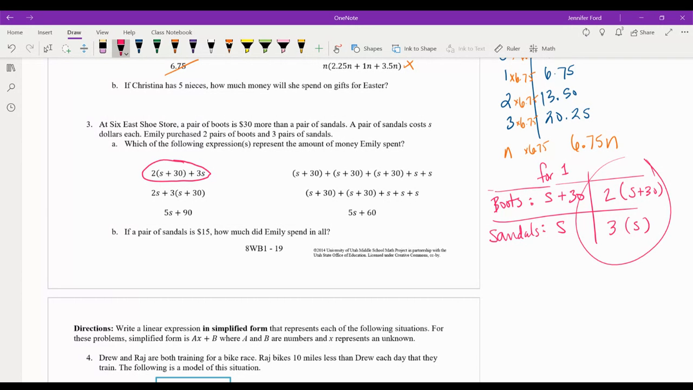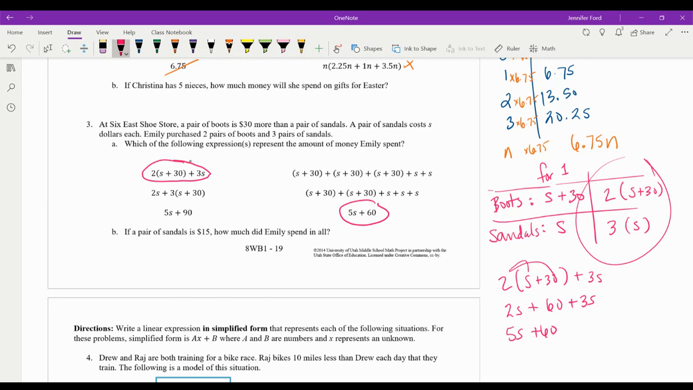Let's see, there's a couple other ways to think about this. I could, if I wanted to, let's maybe simplify this down. 2 times parentheses S plus 30 plus 3S. 2 times S is 2 S's. 2 times 30 is 60. Plus 3S is 5S. Plus 60. Oh, look there. That's one. Done. Awesome. Okay.